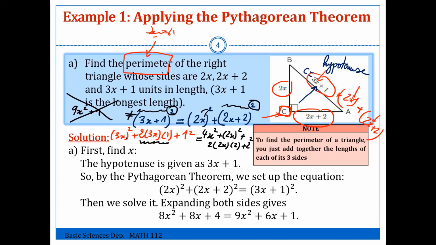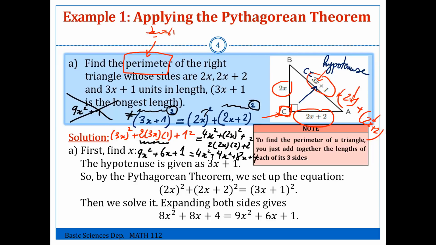أوكي بعدين نكمل نبسط. إذا هذه تعطيني 9x سكوير، هذه 6x، هذه 1 equals 4x سكوير. هنا نوزع على الكل. إذا 2 سكوير والإكس سكوير. هنا 2 في 2 في 2 8x plus 4.